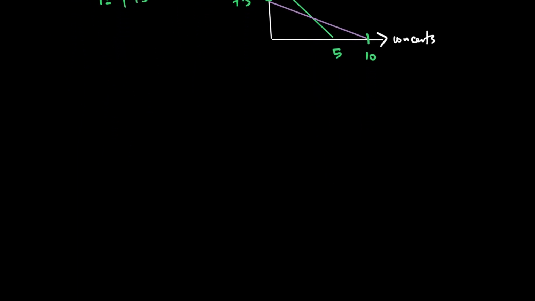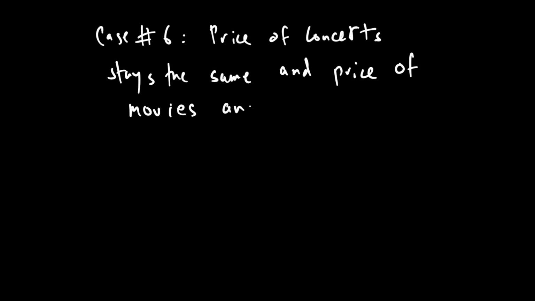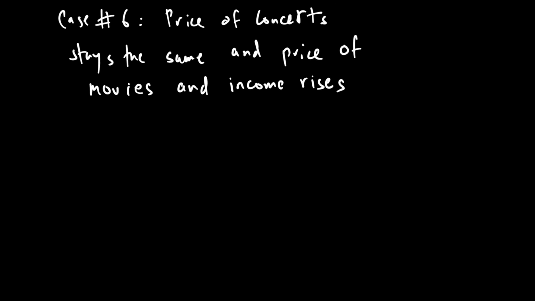Let's do the last case, which has the same diagram as case number 5. We do it because that is also a case that sometimes gets tested. The last case in this discussion is, what if this happens, that the price of concerts, so case number 6, is that price of concerts stays the same and price of movies and income rises.